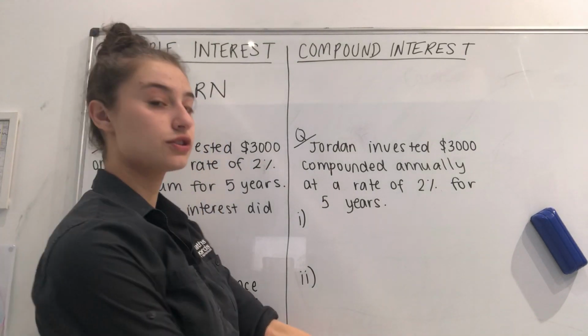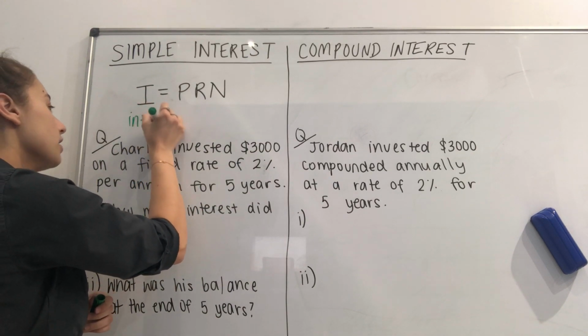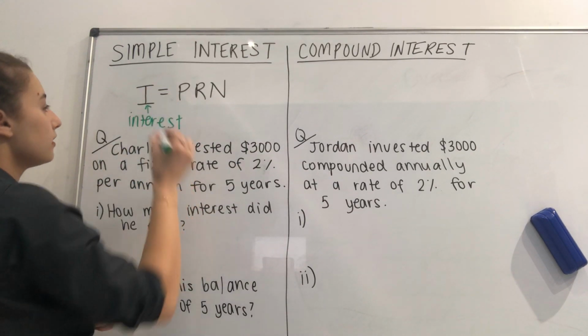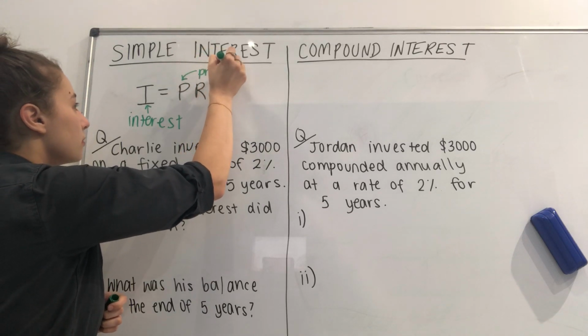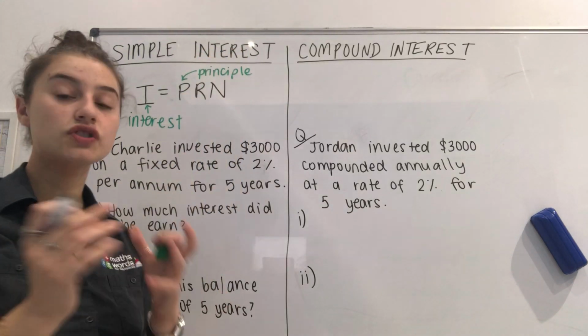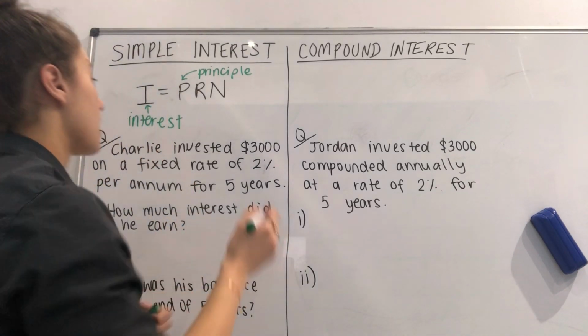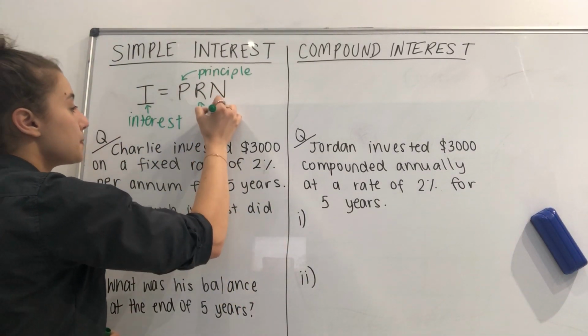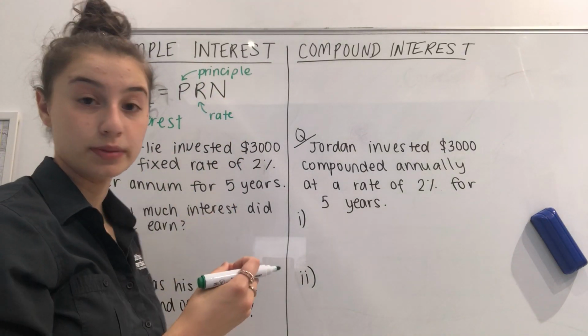Now let's understand what each of those components mean. The I stands for interest, okay, so the interest that you will get on your principal. Now the principal is just defined as the money that you're starting with, okay? So how much money you're starting with. The rate is a percentage, okay? The rate at which this interest will be charged.